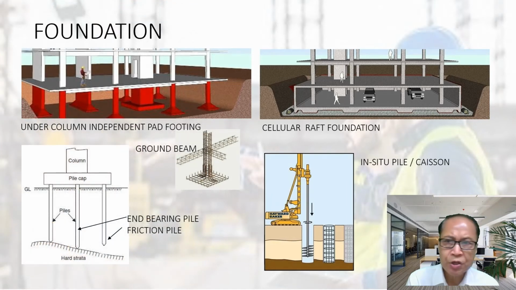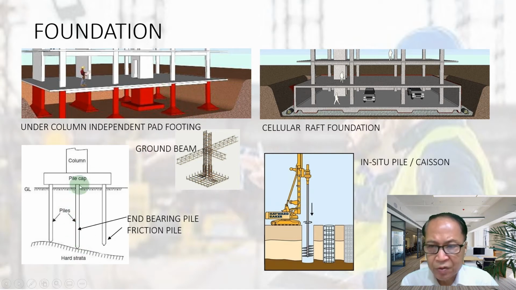Come to the foundation of the building. You see, this is the pad footing, we call it. Under column, independent pad footing. Footings are independent of each other. If it is a tall building, then we use a pile cap, and then use the precast piles, concrete precast piles, down to the structure. That's the stone layer of the ground.